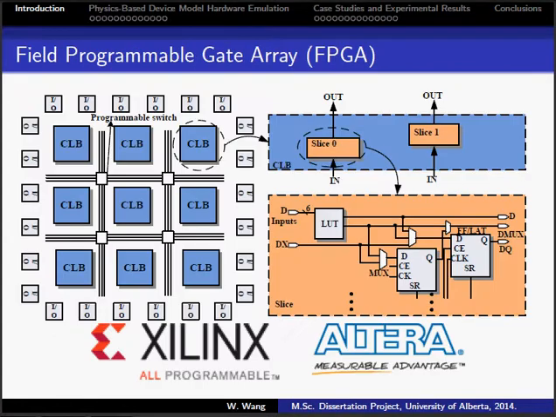The typical structure of an FPGA is a two-dimensional symmetrical CLB array. A CLB contains 2 slices. Each slice contains lookup tables and flip-flops.